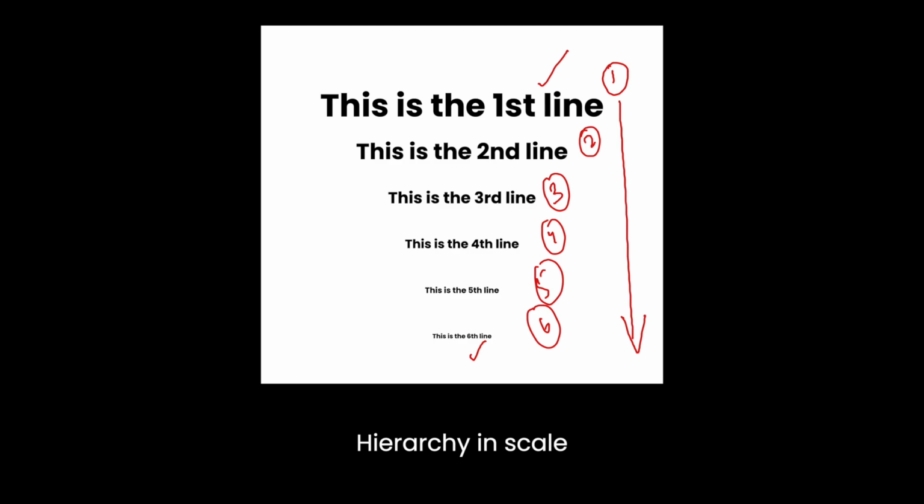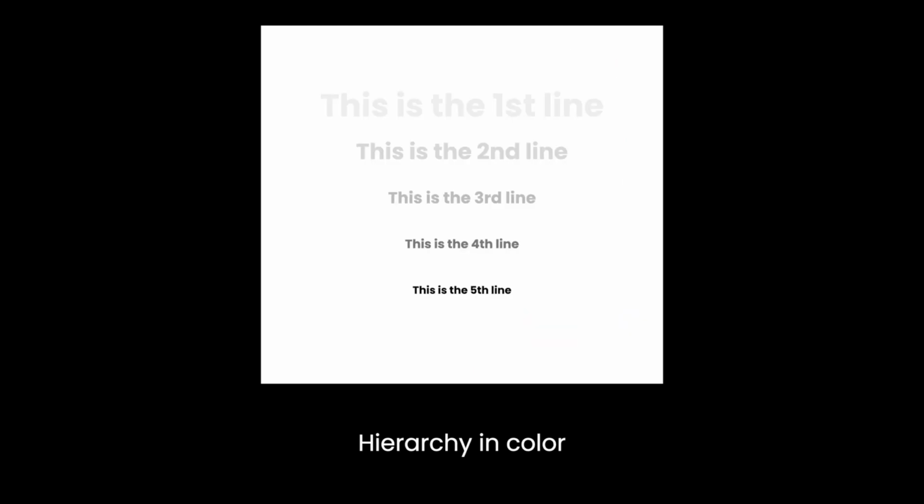Now let's look at another example. I hope this was clear. Same text, same scale, but what I have done is I have now played with color as well. So now the topmost, the biggest text has a very light color, like very low contrast, whereas the smallest text has a very high contrast.